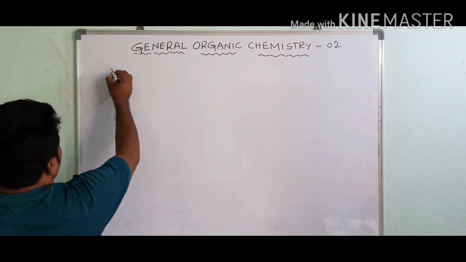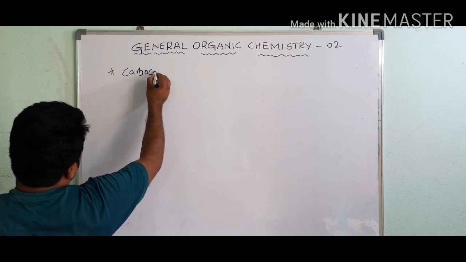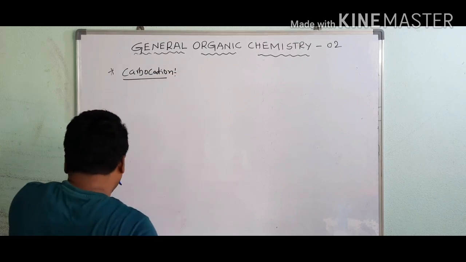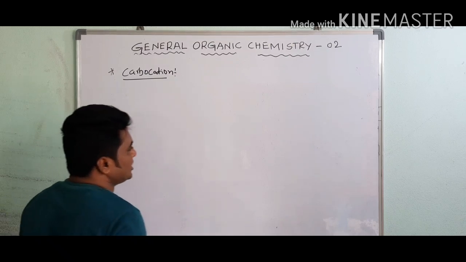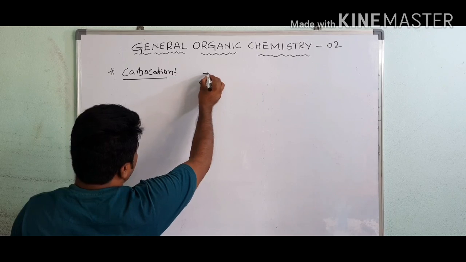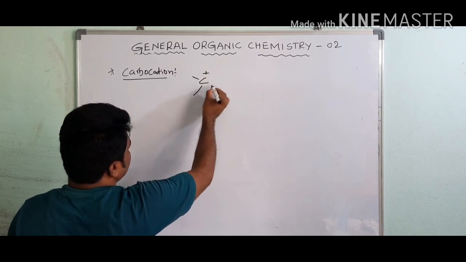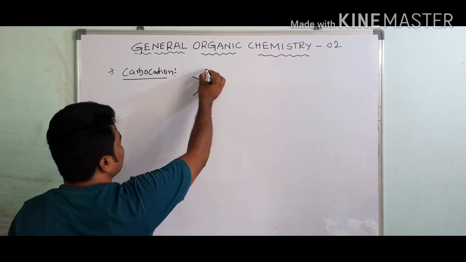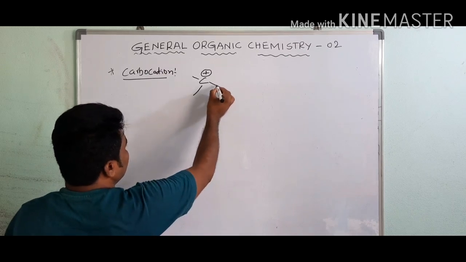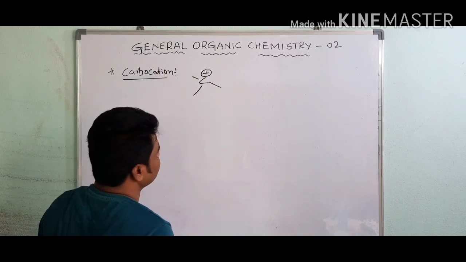Okay, now see what is the carbocation. Very simple. Carbocation means the positively charged species. See, positively charged species having 3 bond pair electrons. These are the 3 bonds. The positively charged species having 3 bond pair electrons with positive charge is known as a carbocation.